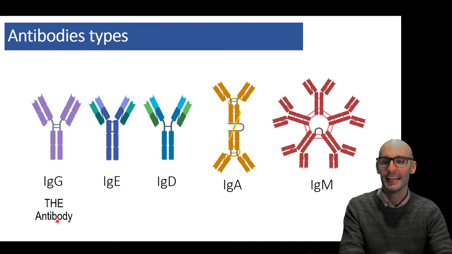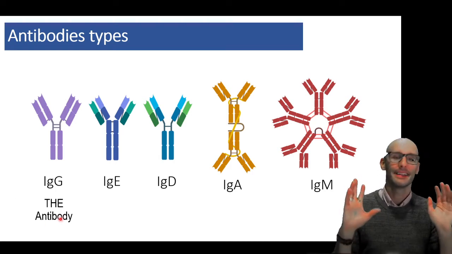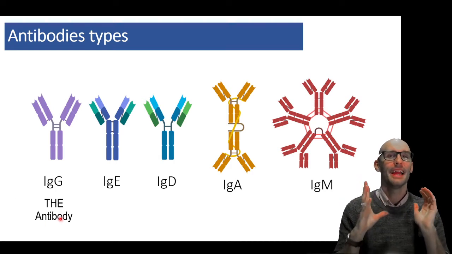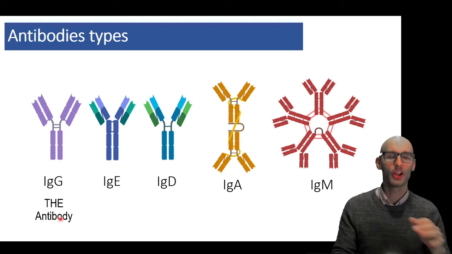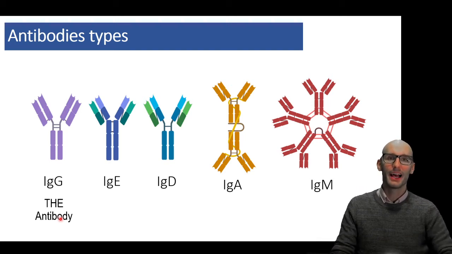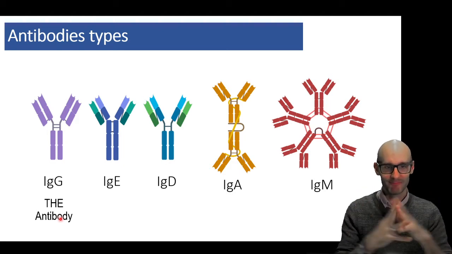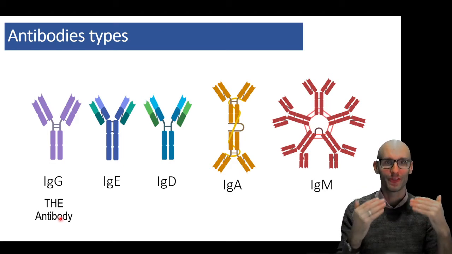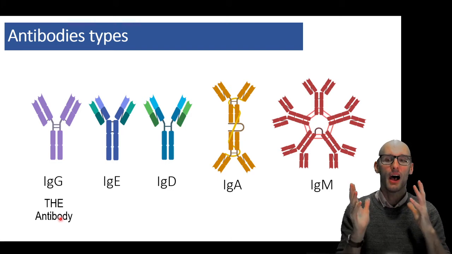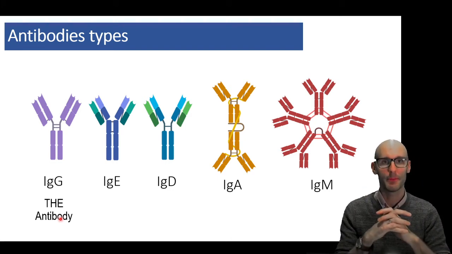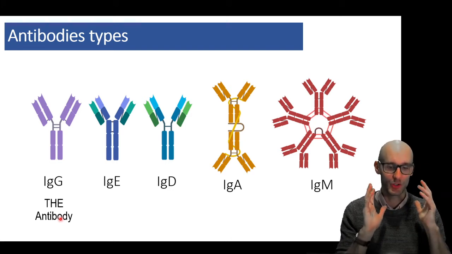So IgG is the antibody. It's the #1 antibody in your blood. It does most of the antibody work. Once it's fully matured through the antibody binding affinity processes of your body, IgG is a very high affinity antibody that floats around your blood.